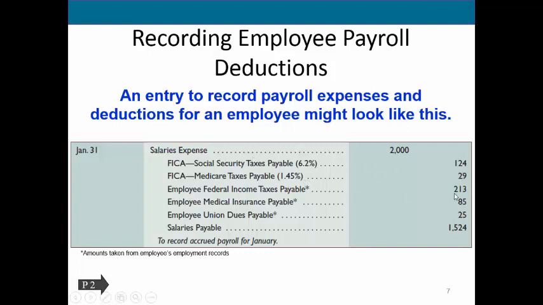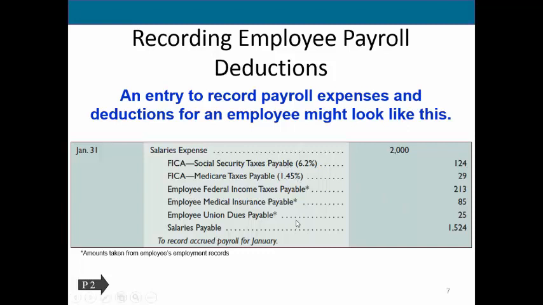You have income taxes for the federal income taxes of $213, insurance of $85, and $25. This is all money that is being withheld from the employee's paycheck. So when they get a check, the gross amount was $2,000, but what is actually going to be deposited into their checking account is $1,524.